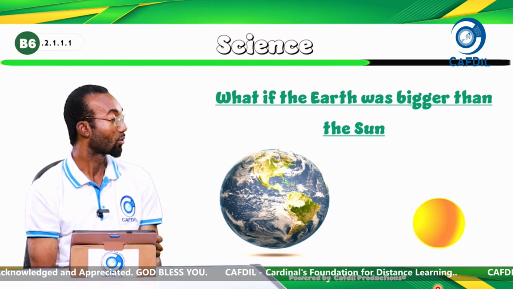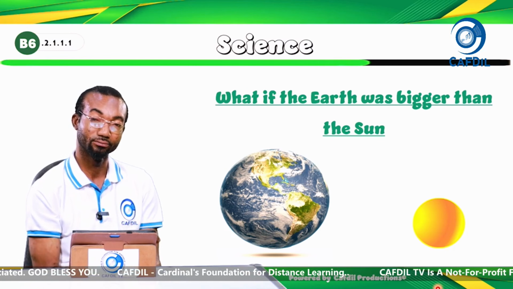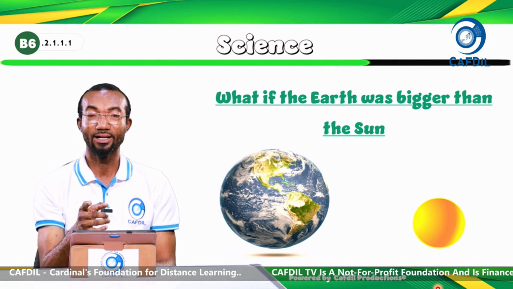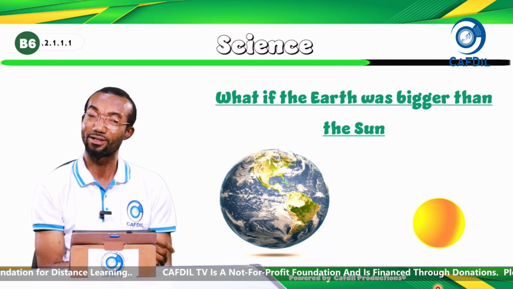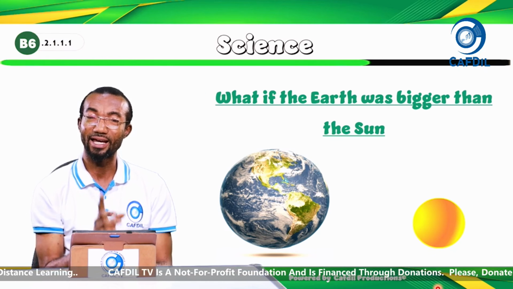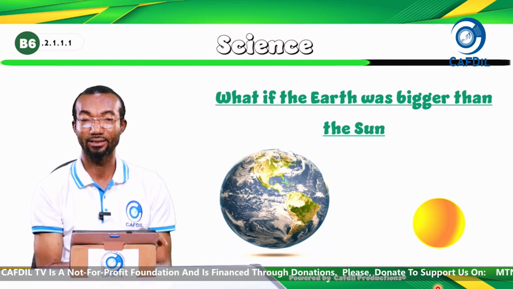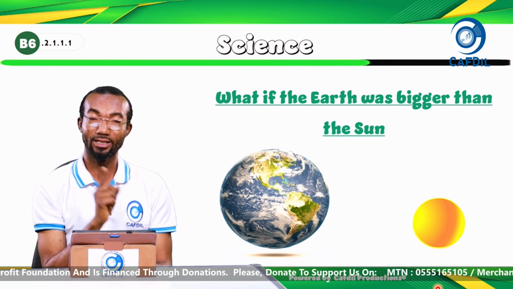Now, what if the earth was bigger than the sun? What will happen? Think about it. We have learned that the sun is bigger than the earth, and you saw it. Right now, the question is, assuming the earth is bigger than the sun, what will happen on earth? Think about it.